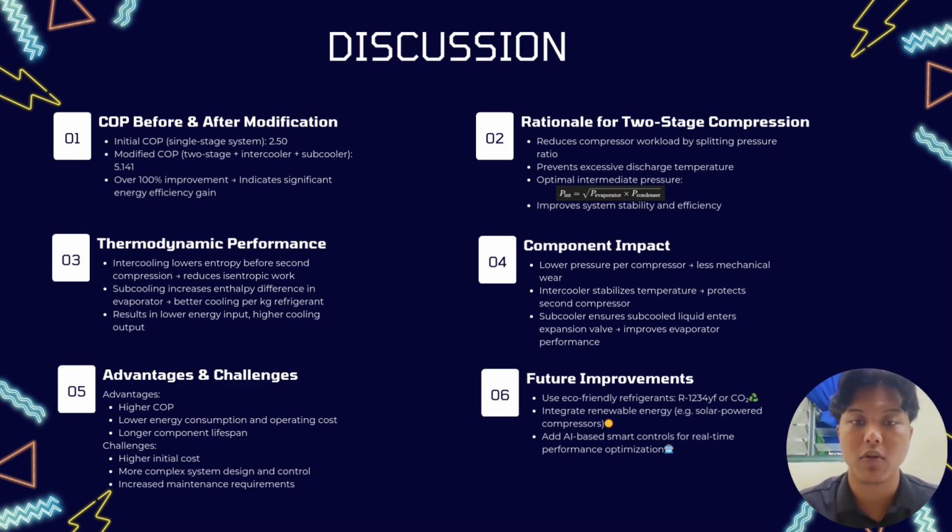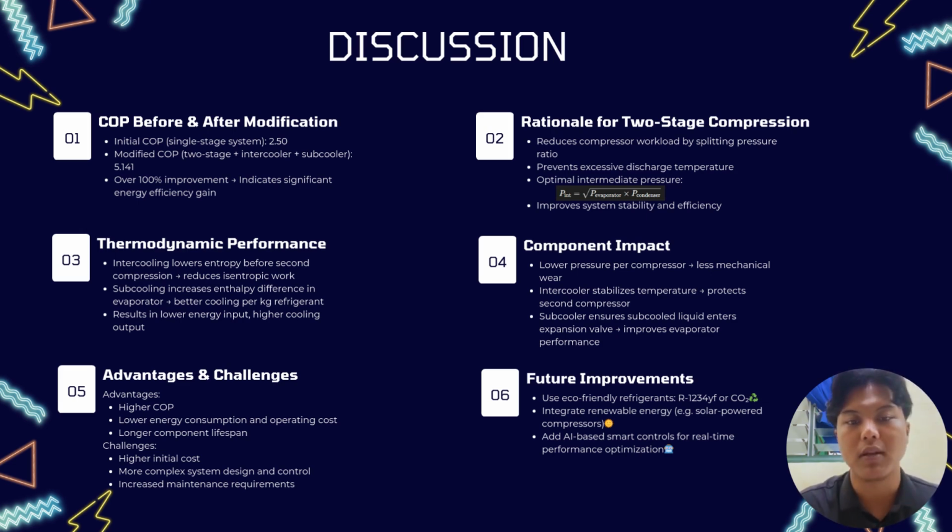Number 3, thermodynamic performance. From a thermodynamic perspective, the improvements in our system came from two key processes. First, intercooling, and second, subcooling. First, intercooling reduces the refrigerant's temperature after the first compressor. This lowers its entropy before the second stage, which reduces the amount of isentropic work needed to reach condenser pressure. It also helps to avoid overheating and improve overall stability.